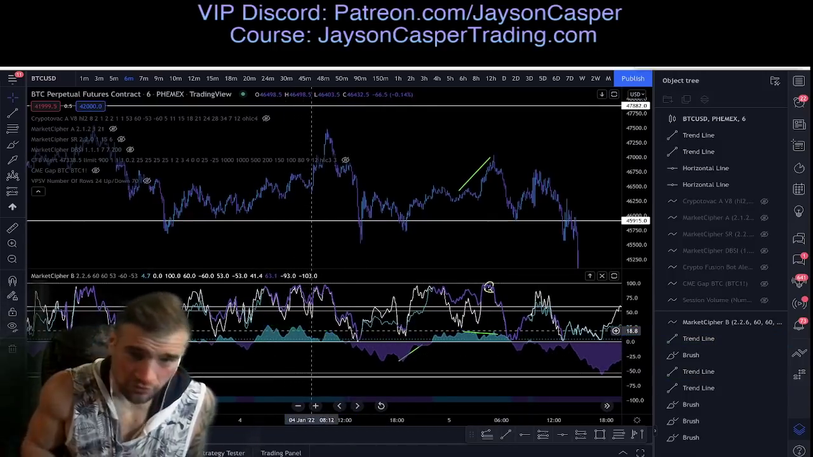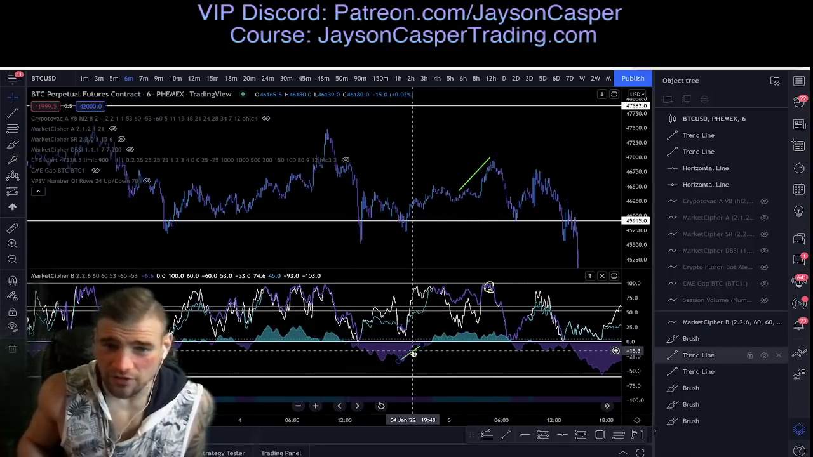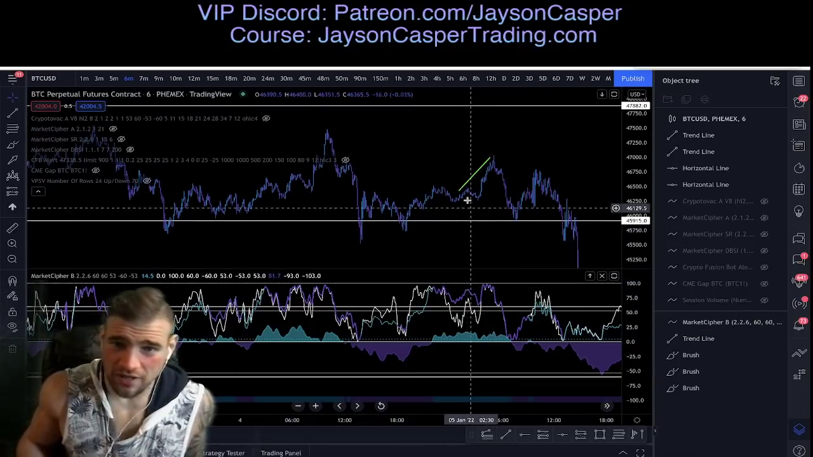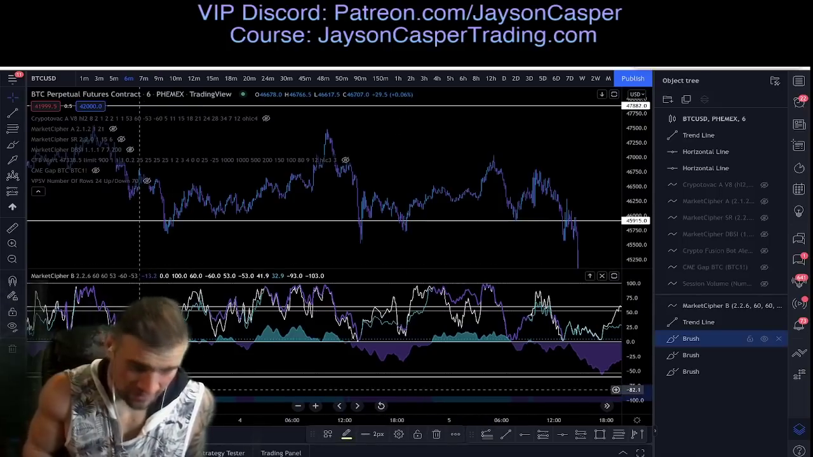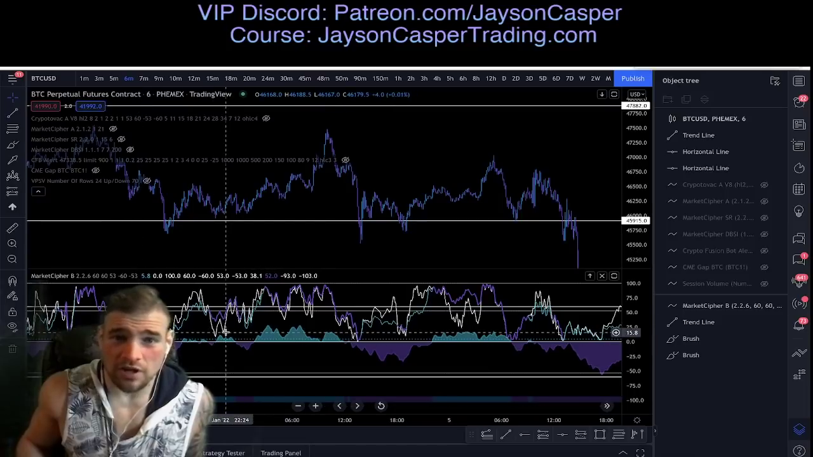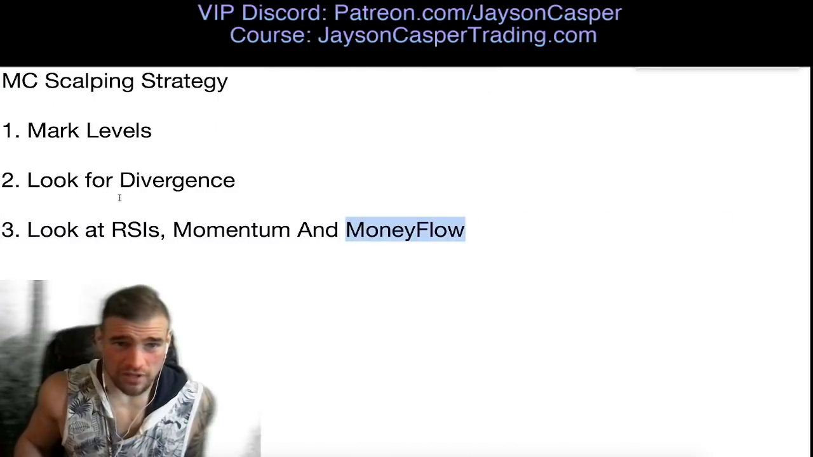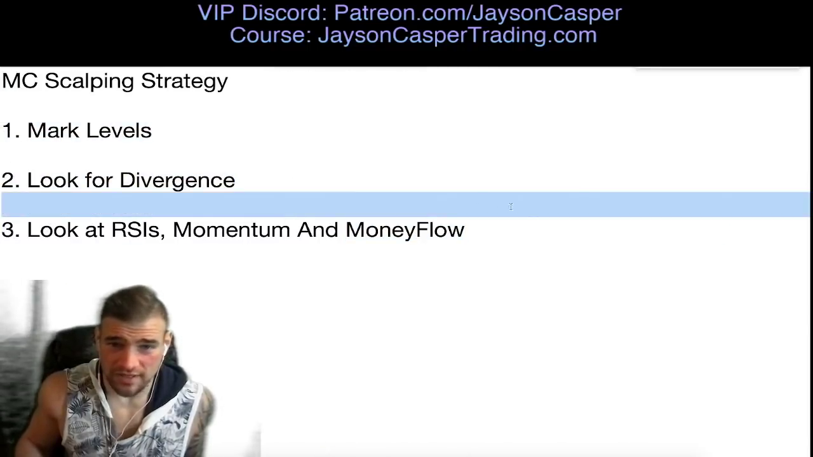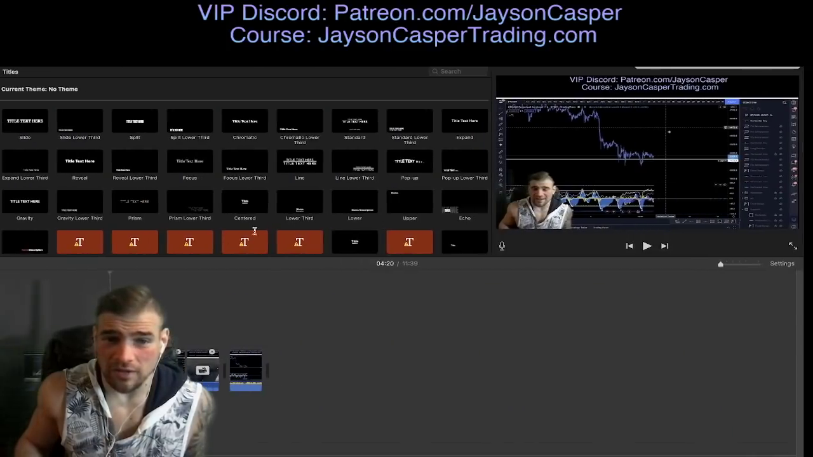So just to recap, guys, because I know this might be a little bit complex, but this is a very powerful way to trade because it gives you a very good risk to reward ratio. It gives you very, very clearly defined highs and lows to look for trades. And we're really just looking for 3 indicators on Market Cipher B. First, we're going to mark our levels. Second, we're going to look for divergences. Okay? If we see no divergences, then we go to Plan B, which is RSIs, momentum, and money flow.